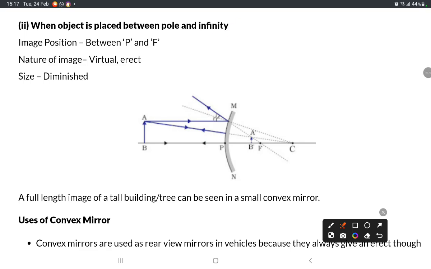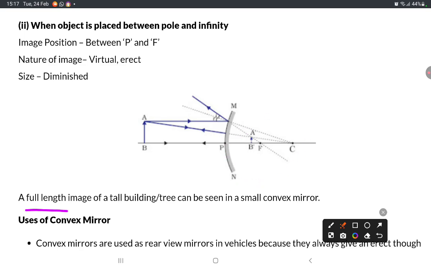When the object is placed between pole and infinity, then the image position is between pole and focus. The nature of the image is virtual and erect. Clear? Here you can see the nature is virtual and erect, the image is found behind the mirror, and the size is diminished.